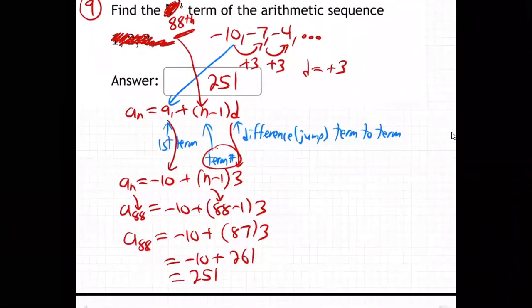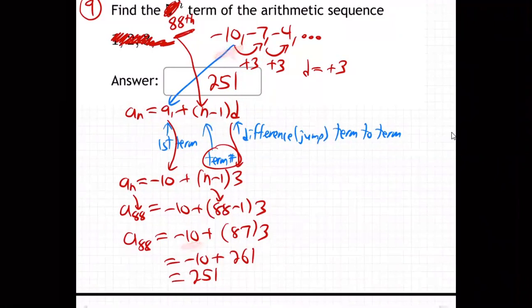So again, how did we find that? We use the formula. A sub n equals A1 plus n minus 1 D. D is the difference from term to term, the jump, plus 3. It's going up by 3 every time. N is the term number, so we want to know the 88th term. And A1 is the first term, -10. So basically, the sequence starts at -10.